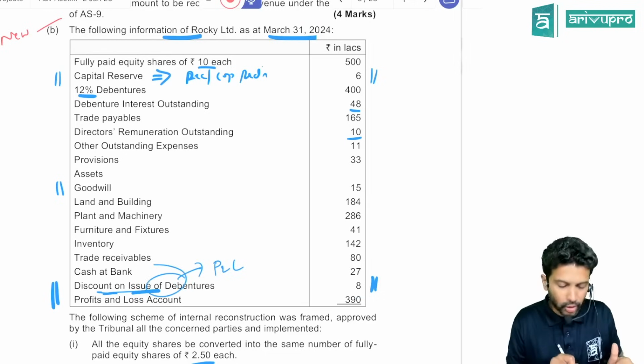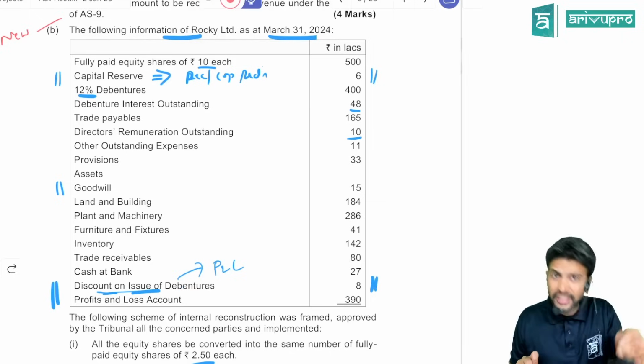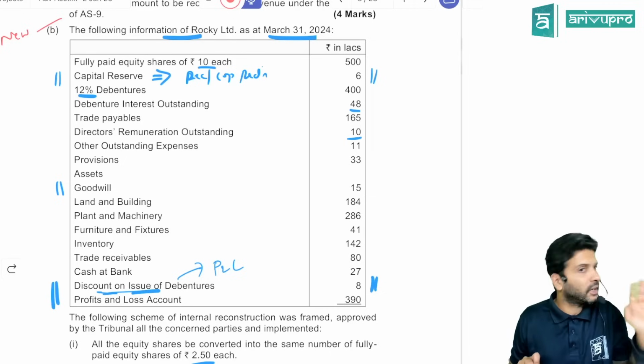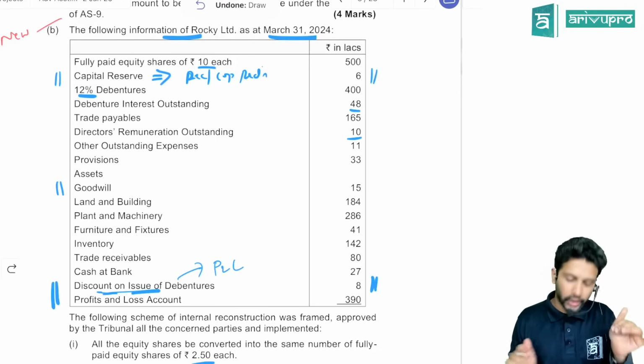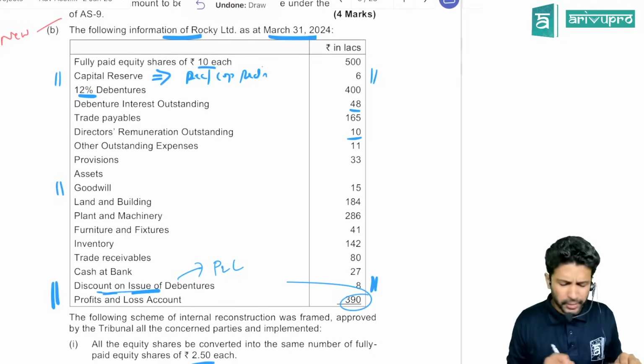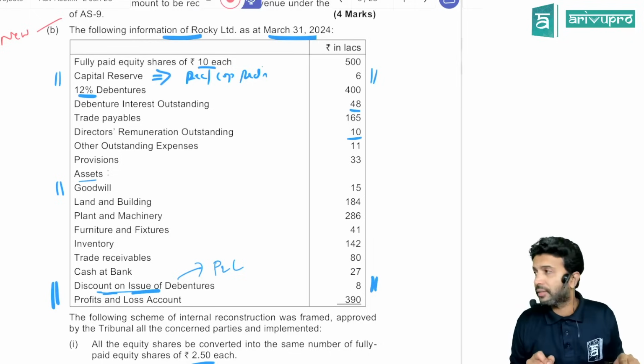Writing off. So even discount on issue of debentures also should be written off. Whether the question mentions this or does not mention, you need to compulsorily do this. Do not forget. That's the reason I've just put a small mark against that. Okay, and also the P&L account they've given. P&L is given below assets.